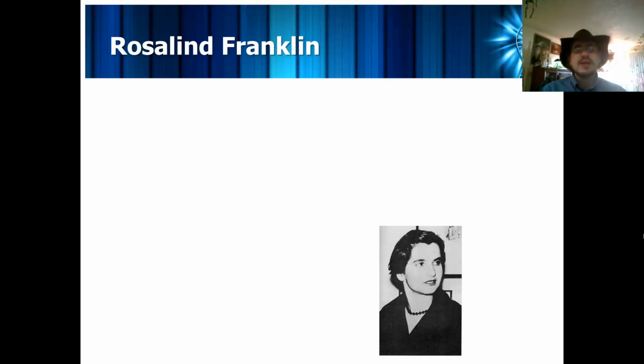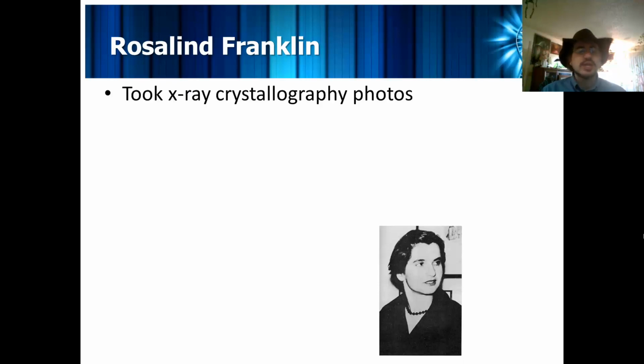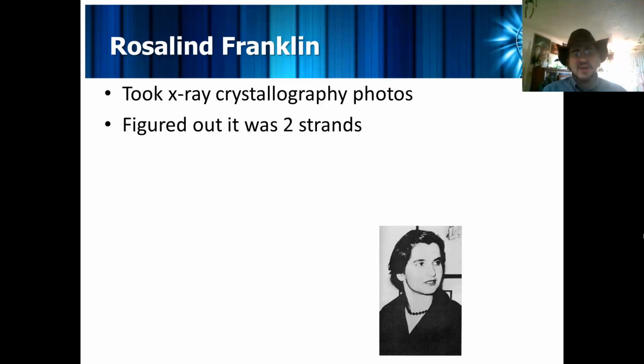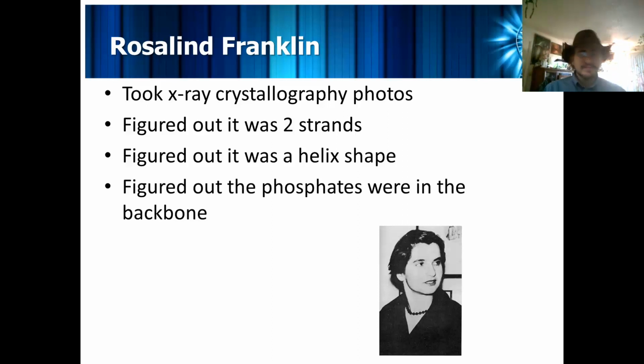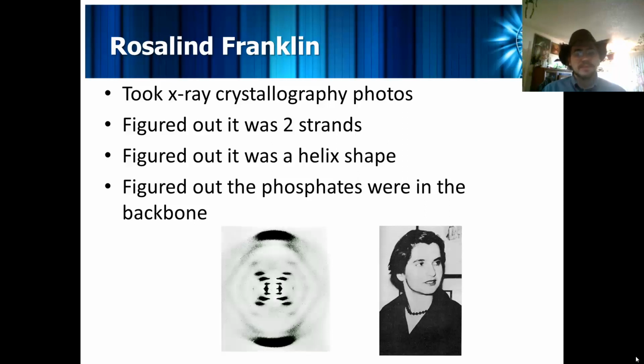So, Rosalind Franklin was a genius of a woman, and she took what we called X-ray crystallography photos of DNA. And this allowed for really, really good pictures of DNA. And she figured out that DNA was made of 2 strands, and she figured out that DNA was in a helical shape. So, first job taken care of. Thank you, Rosalind Franklin. We knew it's a double helix. Furthermore, she figured out that the phosphates of DNA were in the backbone. So she even started to break into some of the basic structure.